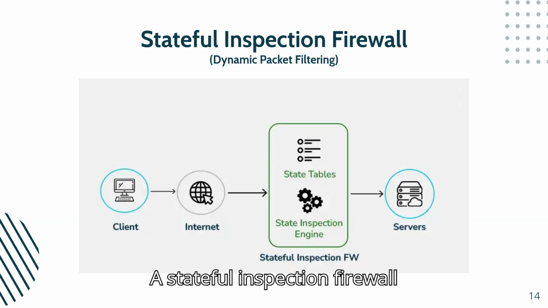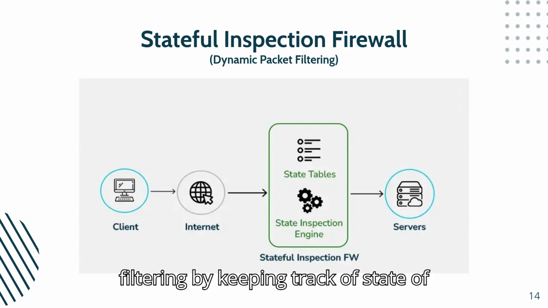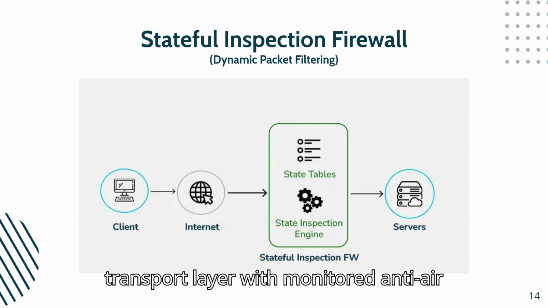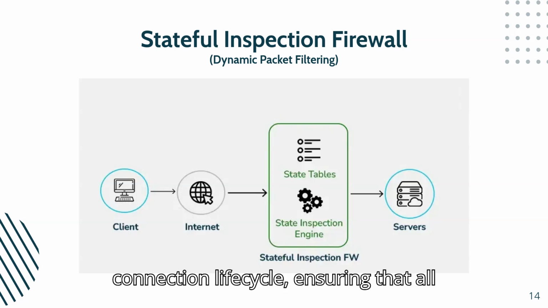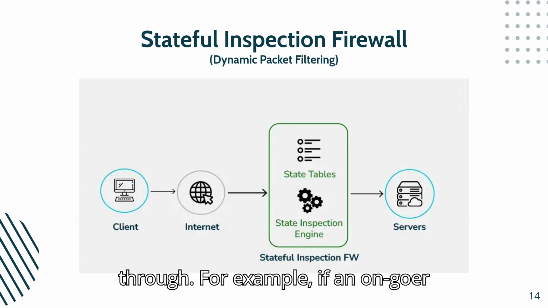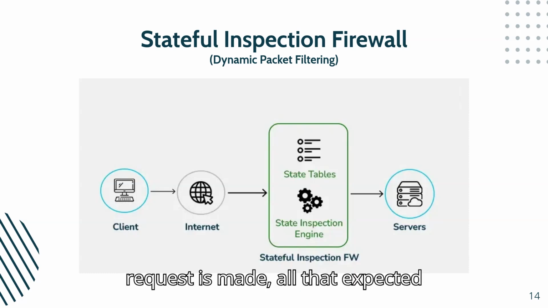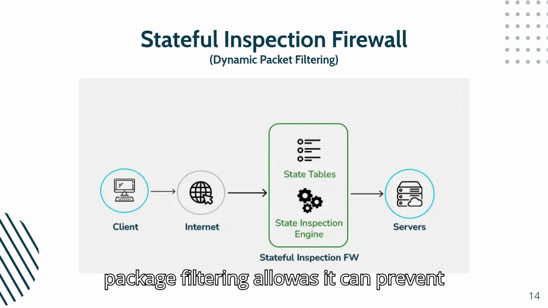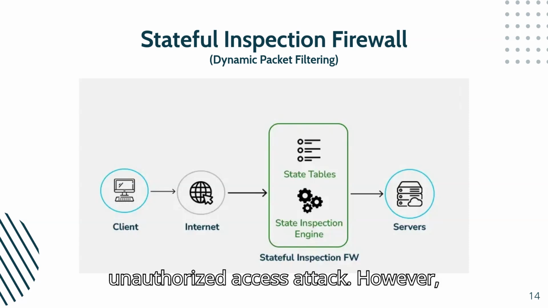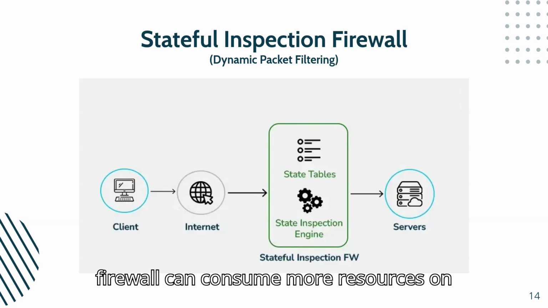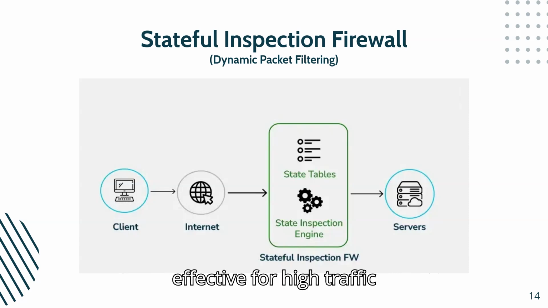A stateful inspection firewall enhances the capabilities of packet filtering by keeping track of the state of active connections. Operating at the transport layer, it monitors the entire connection lifecycle, ensuring that all the packets related to a legitimate established connection are allowed through. For example, if an outgoing request is made, all the expected incoming responses will be permitted. This method provides better security than packet filtering alone, as it can prevent unauthorized access attempts. However, stateful inspection firewalls can consume more resources on large networks, making them slightly less effective for high traffic environments.